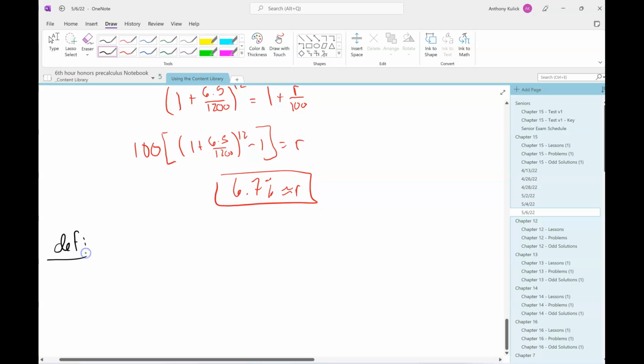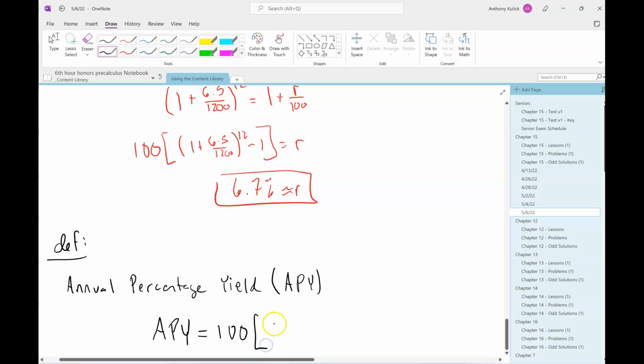So this actually gets its own special name in financial mathematics. This is called the annual percentage yield, also abbreviated as APY. And we're going to just formularize that process that we did up above. So if I look at what I did to solve for R, I did 100 times the quantity 1 plus R over 100K to the K, minus 1.